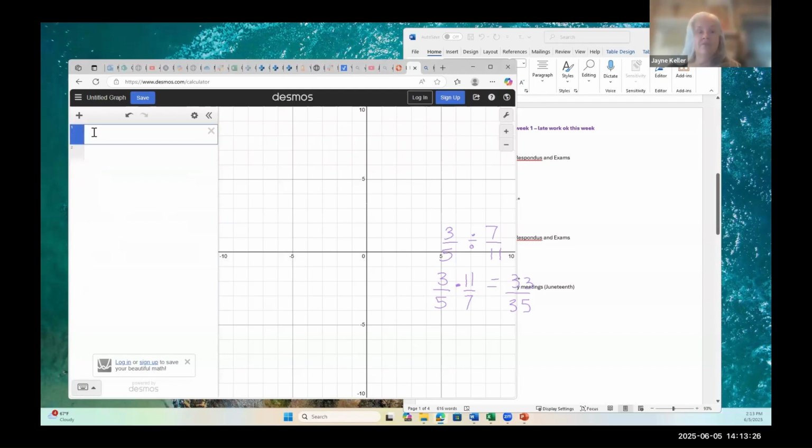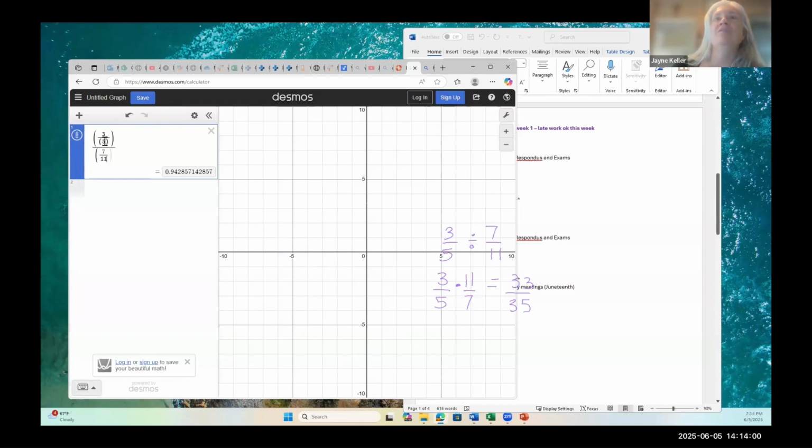So remember, the fraction bar is just division. So if I do 3/5 divided by 7/11, oops, I have the fraction bar in the wrong place. If I want to do this one, I actually have to use parentheses: (3/5) divided by (7/11), so that I get the fraction bar in the right place. Otherwise, it's going to do the division in the wrong order.